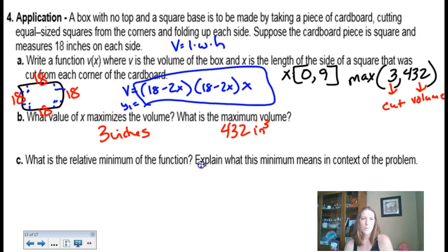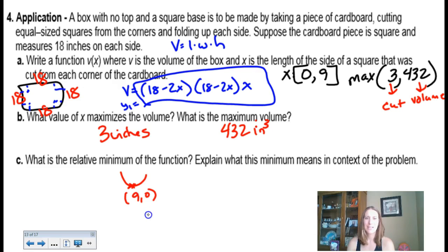Labels are good. What's the relative minimum of the function? Depending on your window, you might not have seen this. If you use my window, I think you will. The minimum drops down right here at the point (9, 0). So what does that mean for our problem? Well, think about that. If you cut off 9 inches, you're going to have no box because you just cut your paper or cardboard in half.